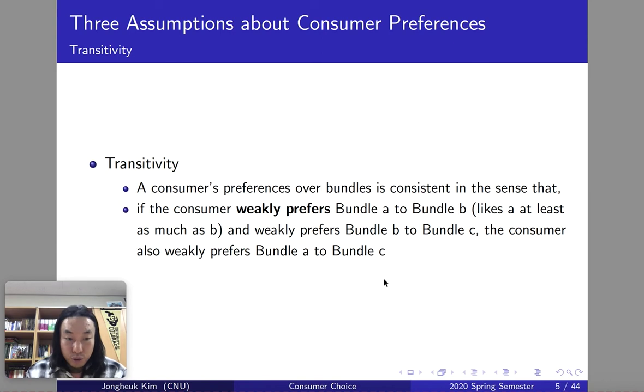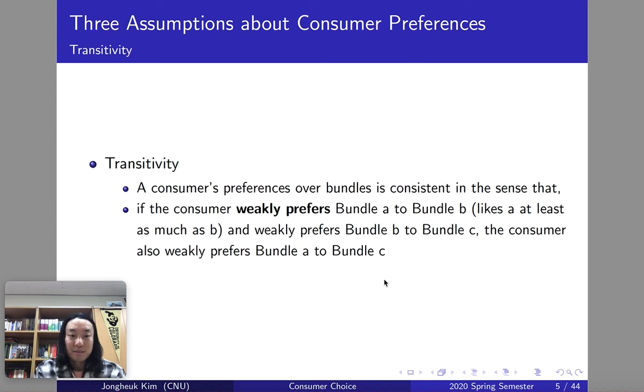The second assumption is transitivity. Transitivity is that your preference structure is consistent, which means that if you prefer one bundle to another bundle, we can say, you have bundle A and you have bundle B. Bundle A means three units of good one and two units of good two. And bundle B is two units of good one and one unit of good two. So bundle A is preferred to bundle B. And you have another bundle, C, and C is preferred to bundle A, then C should be preferred to bundle B. So it should be transitivity.